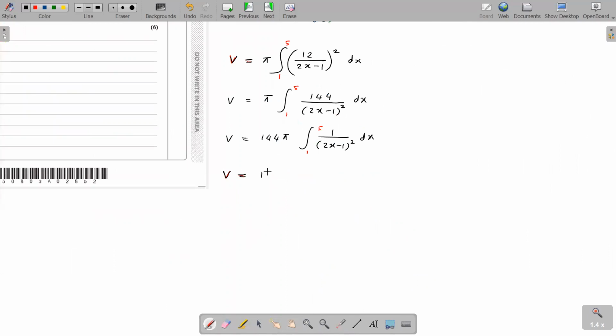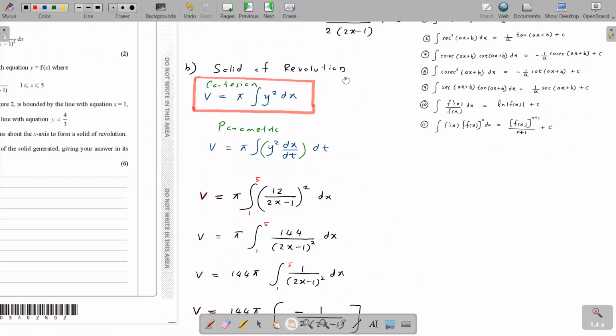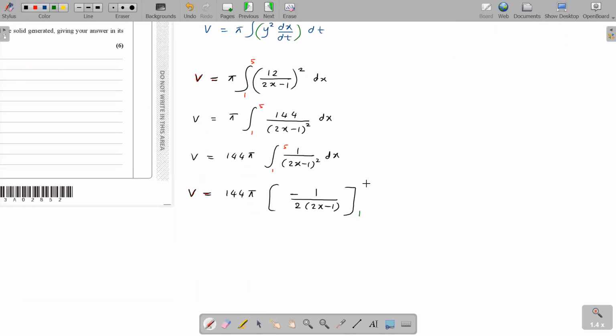So here volume equals 144π times -1/(2(2x-1)). Right, no need to put the plus c because we are going to apply the limits. Limits are from 1 to 5. So volume equals 144π. Let's input the limits. For 5: -1/2 times (2 times 5 is 10, minus 1). Subtracting with the next one, minus -1/2 times (2 into 1 is 2, minus 1).